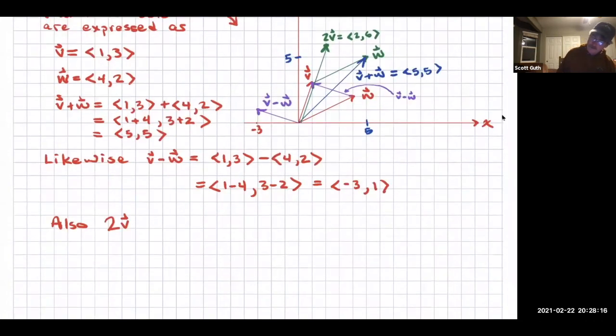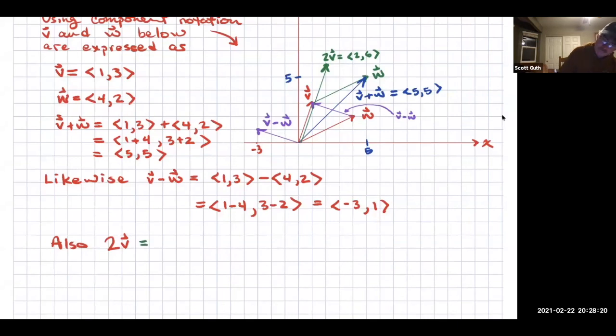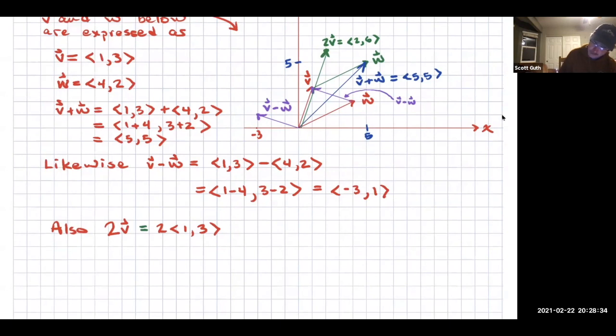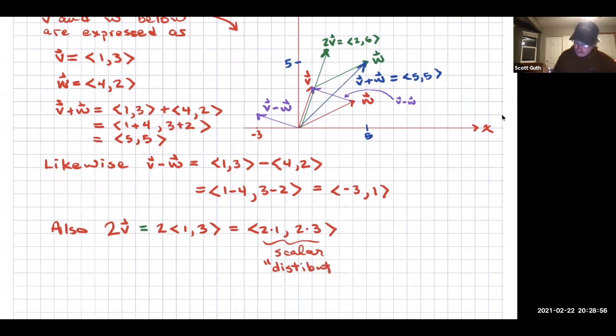So clearly, when we do 2V, this is 2 times whatever V was, which is 1, 3. And you can see that what's happening here is you get 2, 6. So the 2 is just doubling the X component and the Y component. So really it's just 2 times 1, comma, 2 times 3. So the scalar distributes through the vector. I don't want to say it's technically distributing, because this is not really the distributive property. But that's how it works.